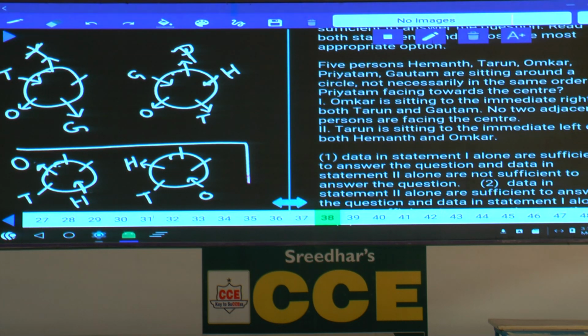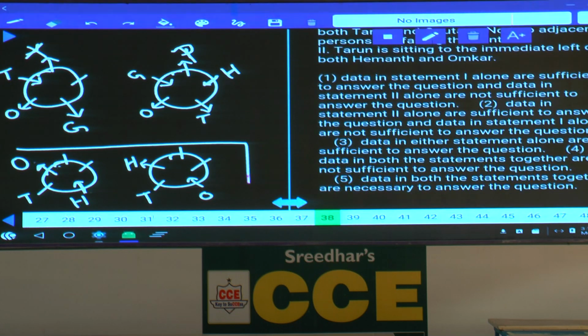And in which direction is Preetham facing? Away from the center. Are we getting the answer or not? Yes, what is the answer here? Now the question is, is Preetham facing towards the center? No, Preetham is not facing the center. He is facing away from the center. Are we getting a unique answer or not? Hence both 1 and 2 are sufficient. That is choice 5.